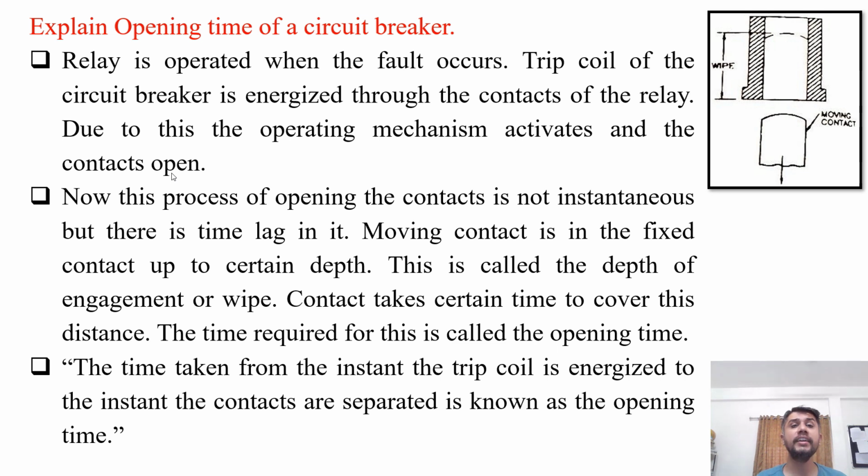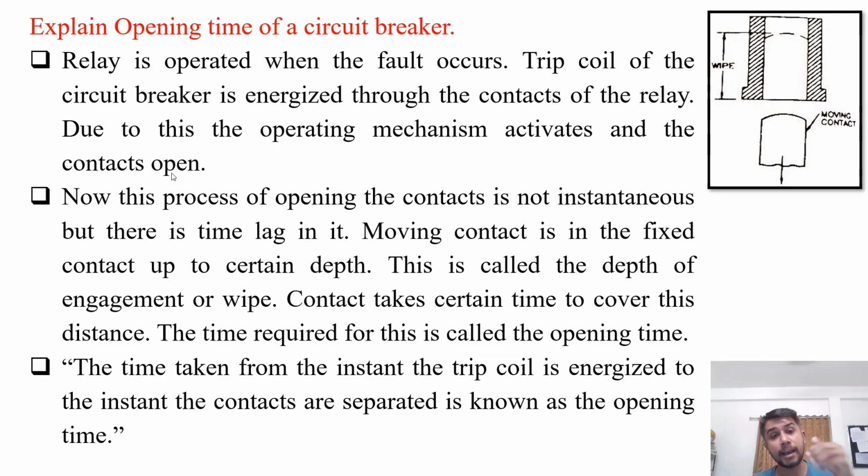Explain opening time of a circuit breaker. So the relay is operated when the fault occurs. The trip coil of the circuit breaker is energized through the contacts of the relay. Due to this, the operating mechanism activates and the contacts open, which means the contact of the breaker in the line opens up and isolates the faulty and healthy sections. Now this process of opening the contact is not instantaneous, but there is a time lag in it, because moving contacts are fixed in the fixed contacts up to a certain depth.